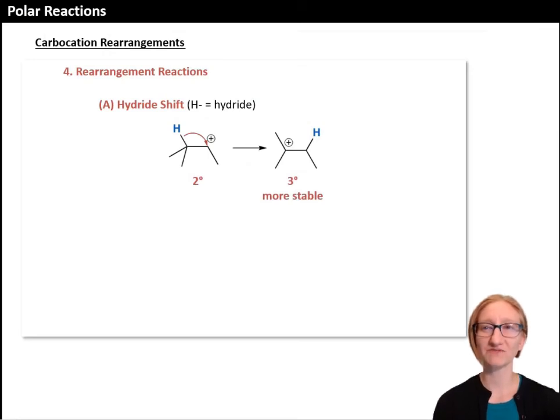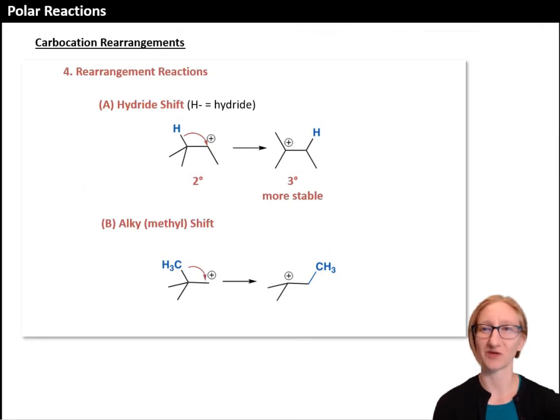So if there is no hydrogen on the adjacent carbon to shift, then a methyl group can shift instead. This is harder than a hydride shift, so it will only happen if there is no hydride to shift. And a methyl shift functions the same as a hydride shift. The methyl group and the electrons in the bond shift 1 position over to the positively charged carbon. This leaves a carbocation on the carbon that originally held the methyl group. A methyl will only shift if the new carbocation is more stable than the original carbocation. And it will only shift if there are no hydrogens on the adjacent carbon for a hydride shift to occur.